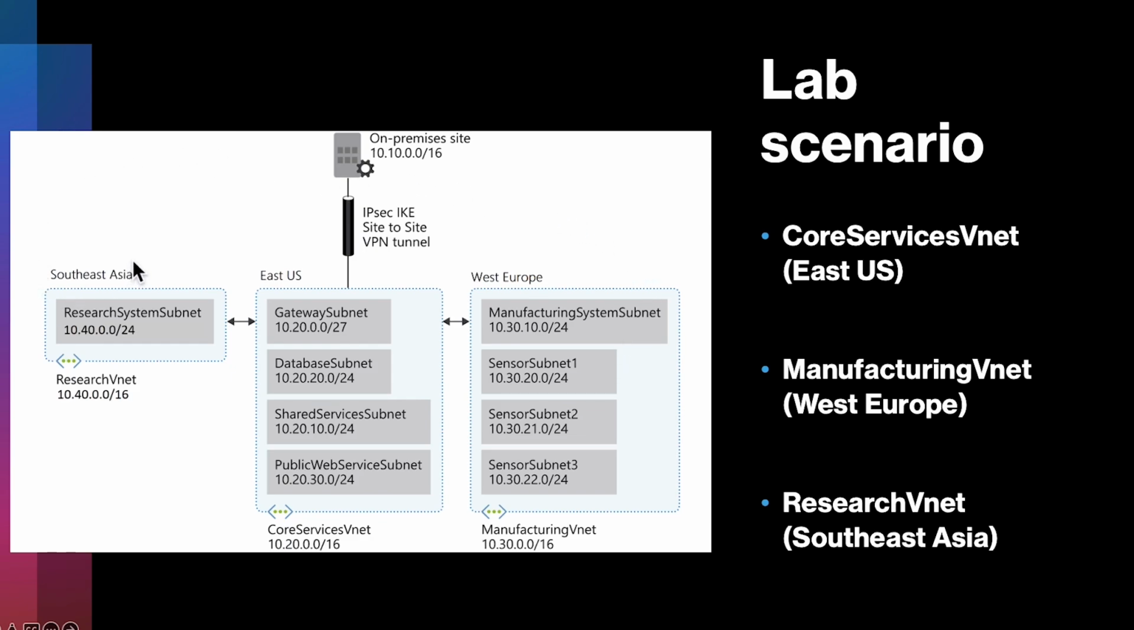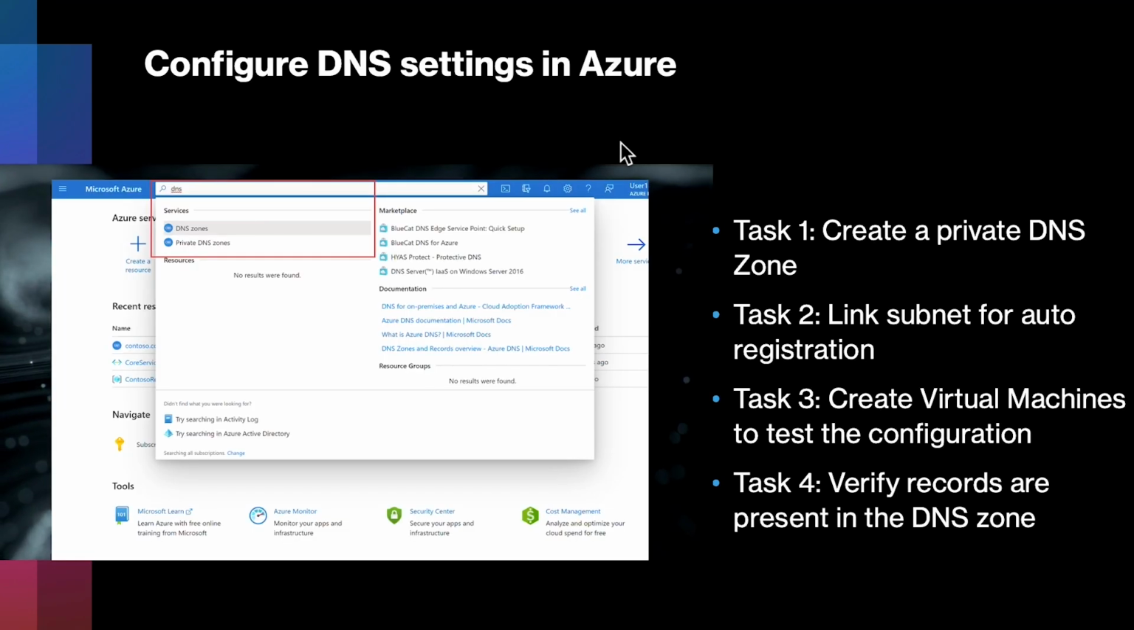So we wanted to create 3 different VNets for this company. The first is the manufacturing VNet. We had to create 4 subnets. East US region, we have to create the core services VNet, which had another 4 subnets. In Southeast Asia, we have to create a VNet and a subnet for the research system subnet. All right, so let's go and do another exercise.